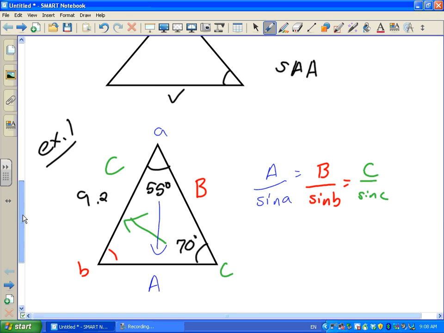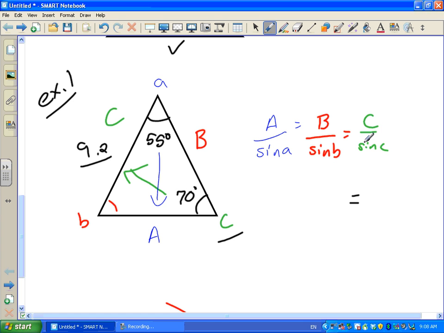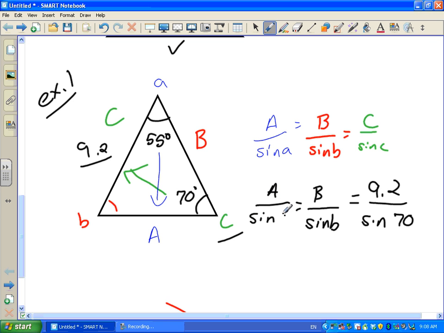So what I want to do now is plug in the numbers into our actual equation right now. So right now I have the measurements for both side C and angle C. So I'm going to plug them both in. Side C is 9.2 and sine angle C is 70 degrees. So I have both those numbers in that ratio. Because I have both numbers in the ratio, I can definitely solve using Sine Law. We have no measurements for B. And finally, I have the angle of side A, 55.